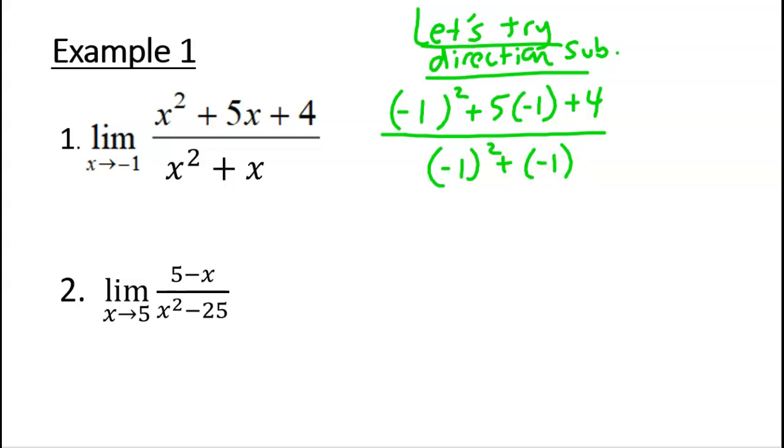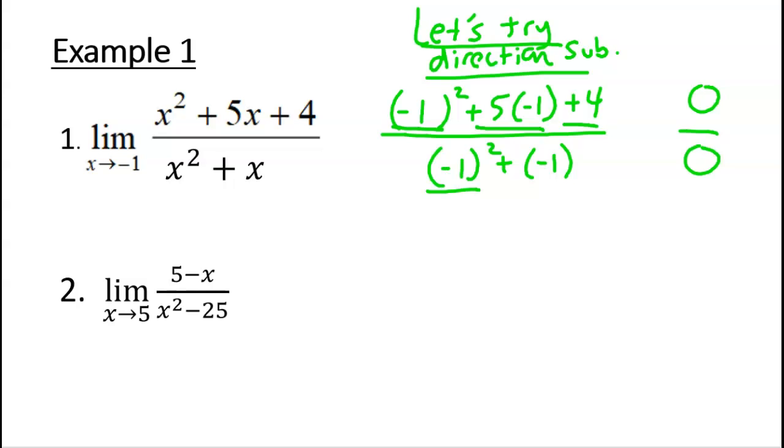Then we simplify it. So I have 1 minus 5, which is negative 4, plus 4, which is 0. Now on the bottom we have negative 1 squared, which is 1, plus a negative 1, which is also 0. And that doesn't exist. It's undefined.